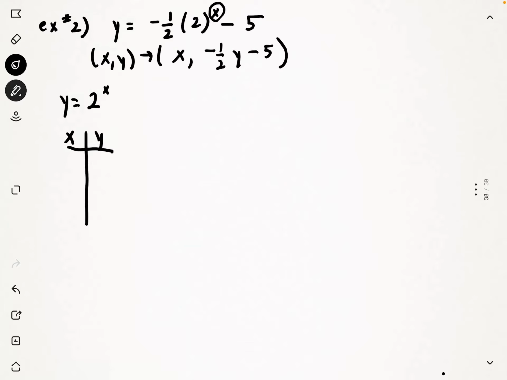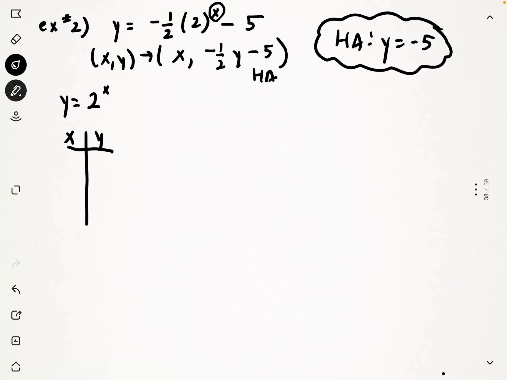And then we also said that we can identify the horizontal asymptote right away. So I know, without even sketching this graph, that the horizontal asymptote is at y is equal to -5.